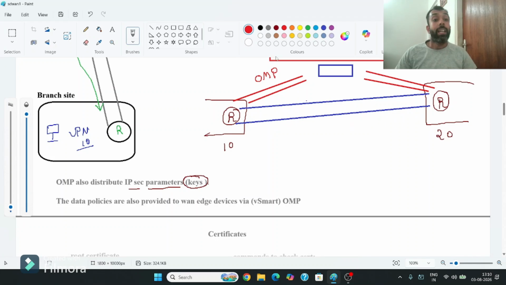Next, policies. If I talk about data policies, now there are two types of policies in the SD-WAN network. The first kind of policy is known as control plane policy. The second policy is known as data plane policies. Data plane policies are implemented on the routers.